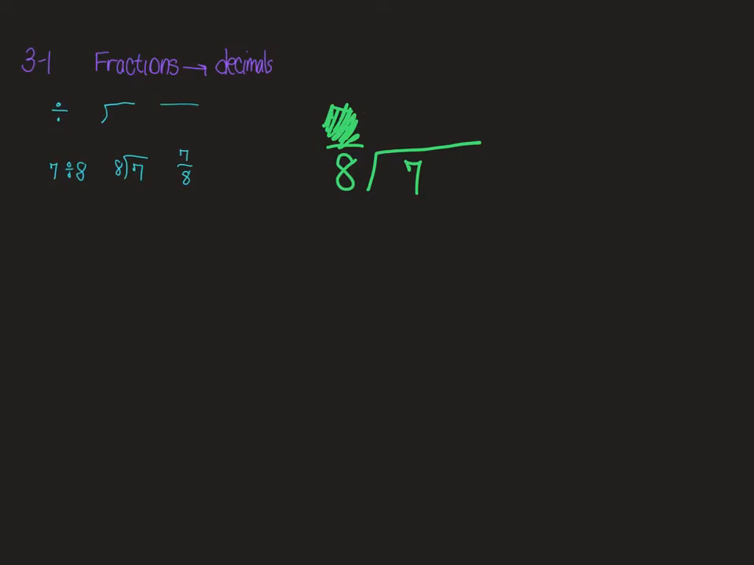8 can't go into 7, so I write a 0. I add a decimal. I get to add another 0. 8 goes into 70 8 times, which is 64. 70 minus 64 is 6. Oh, darn. I wanted it to be even. I wanted to be finished. I wanted to be done with this question, but I'm not.